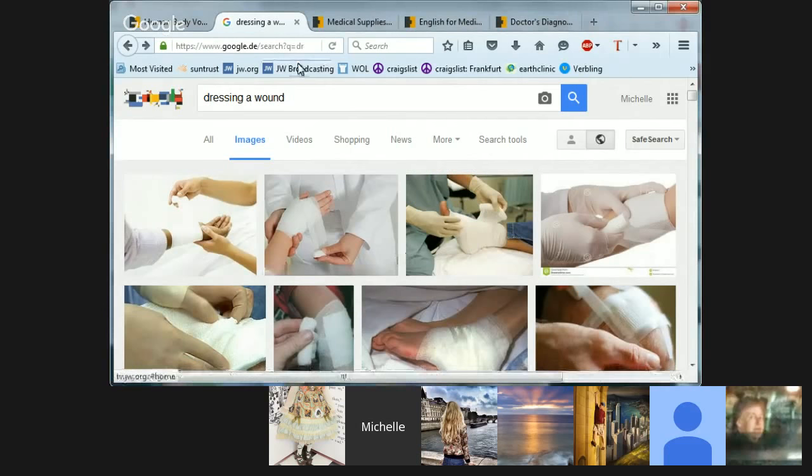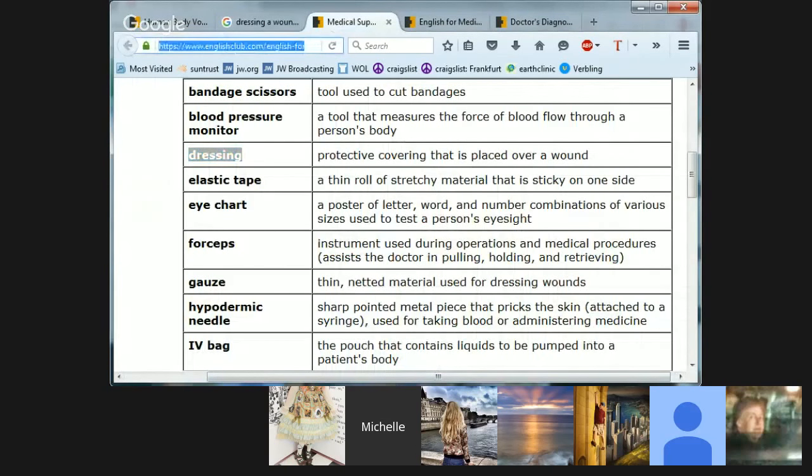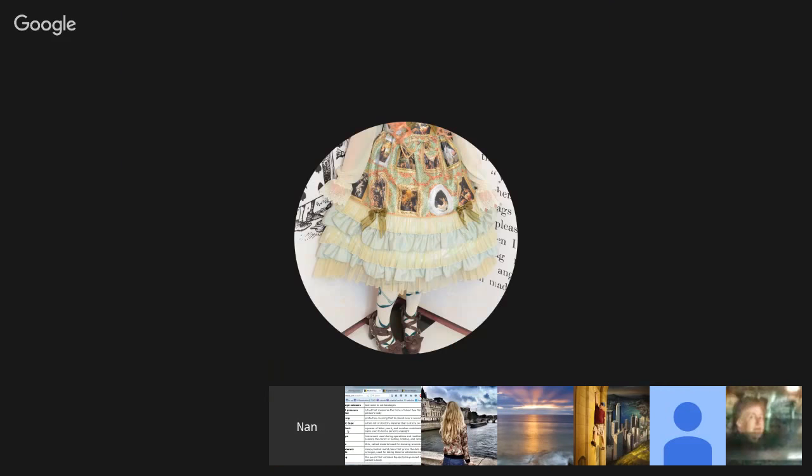Okay, and I'll give you guys the link also to this vocabulary list so you can see it. All right, so we have the dressing and the elastic tape. So we have a good idea. We saw pictures of those. Okay, and maybe Nan, I could ask you to read the next two vocabulary words for us. Okay, eye chart, a poster of letter, word and number combinations of various sizes used to test a person's eyesight. Forceps. Instrument used during operations and medical procedures, assists the doctor in pulling, holding, and retrieving.